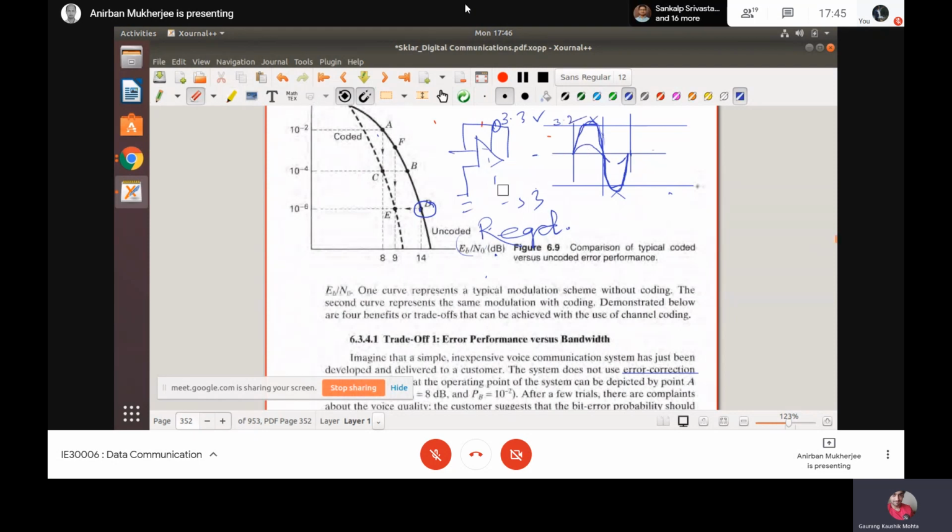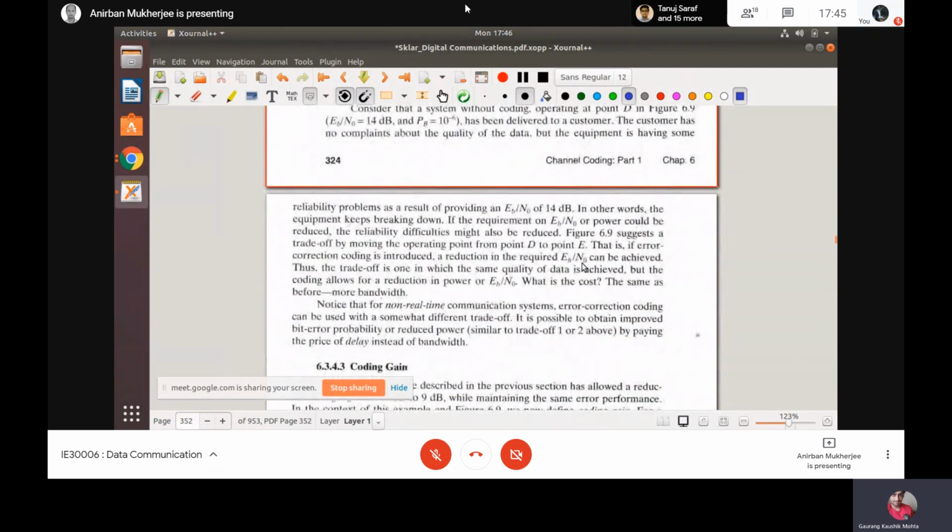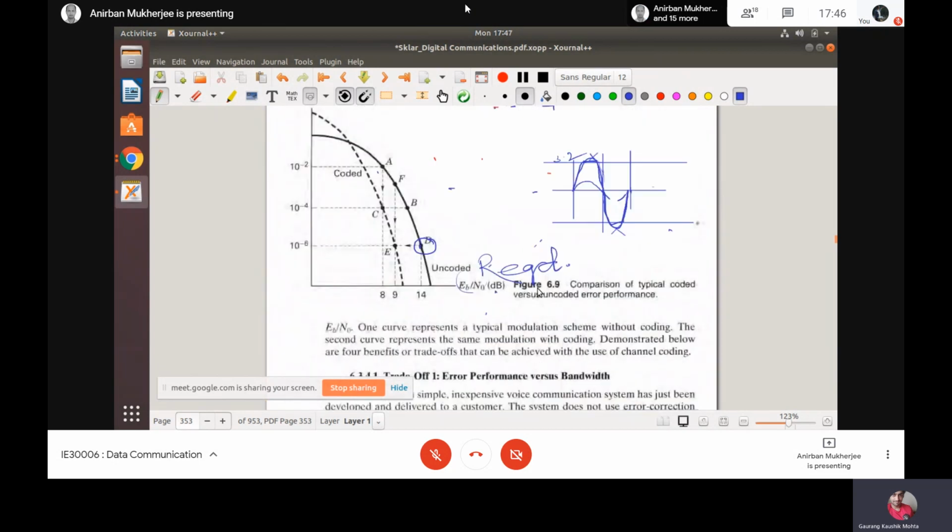Okay. So in that case, that means you have to somehow reduce the power. Then the reliability difficulty, or this type of nonlinearity, will be reduced. So what we will do, that means the trade-off is by moving from point D to E. That means from the uncoded one you will move to the coded one here. Then your power level is reduced, and suddenly you are moving to this type of region. Then you don't have the problem.